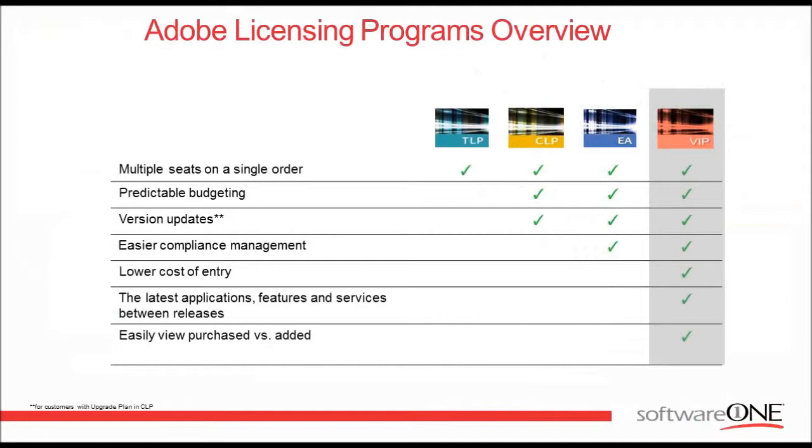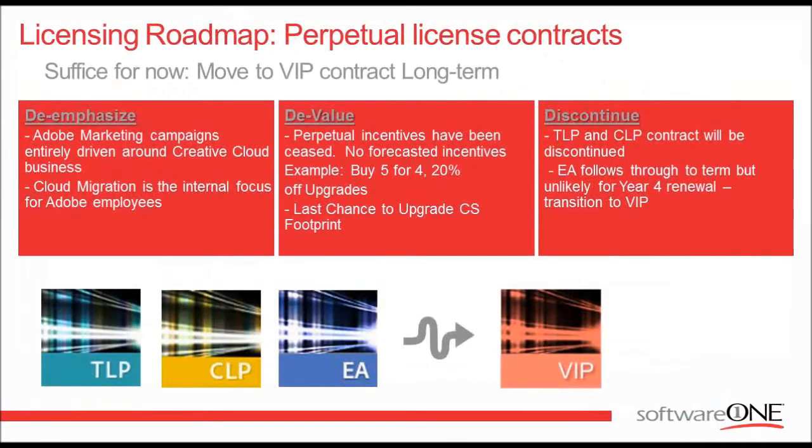So where is Adobe going? This is a brief roadmap of what Adobe is trying to accomplish from a contract base, and that within 18 to 24 months worldwide, every customer will have a VIP contract in place. So that means that the traditional procurement methods that you may have purchased Adobe product through in the past are going to go through 3 stages. The first is the de-emphasis of the product as a whole.